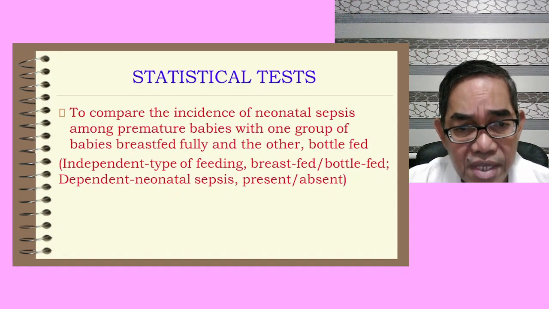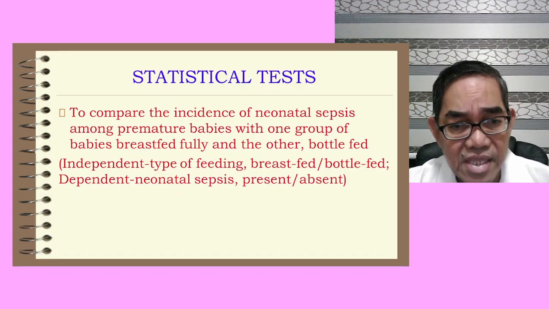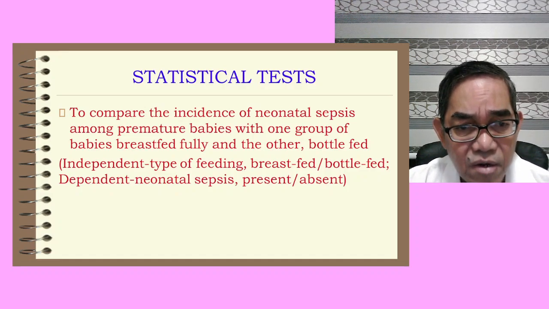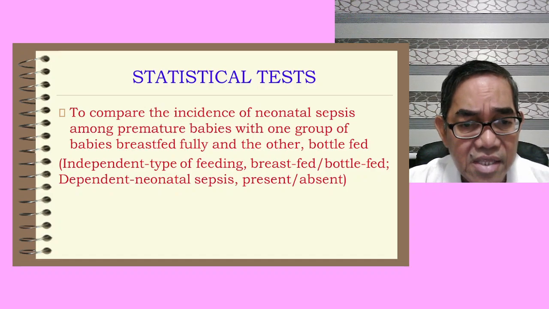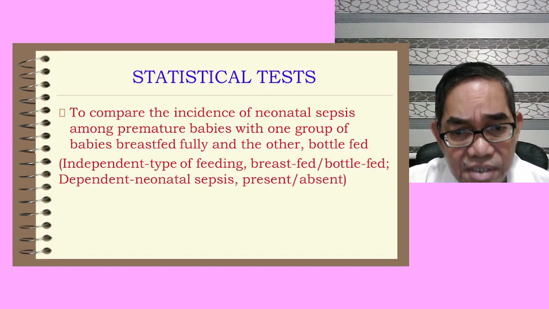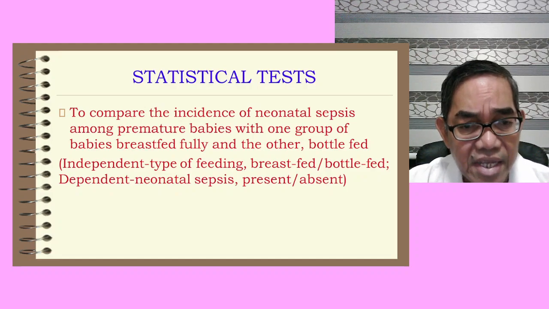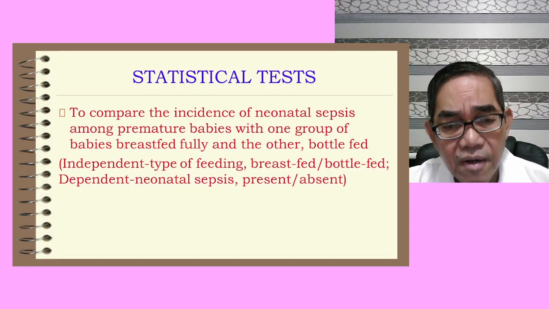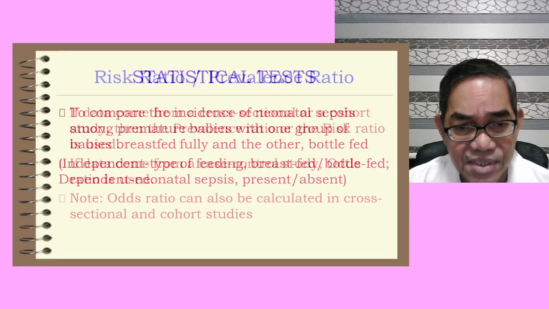We look into the incidence of neonatal infection. The independent variable here will be the type of feeding, either breastfed or bottle-fed, and the dependent variable is neonatal sepsis, present or absent. So both the dependent and the independent variables are qualitative, and so we use chi-square test.